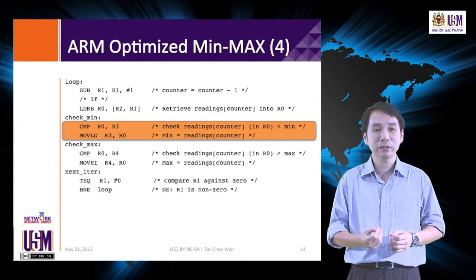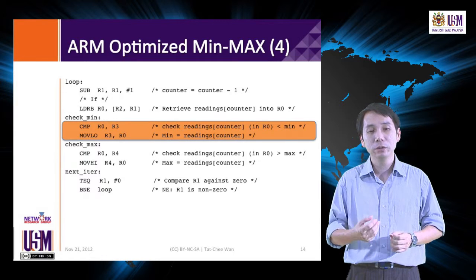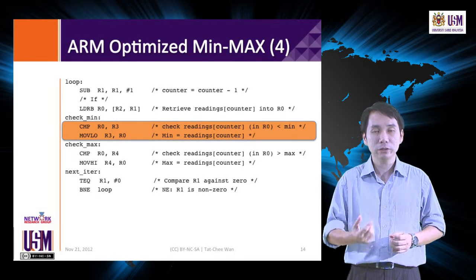The compare R0 R3 will allow us to check it against the minimum value. Is it less than R3? If it is, we will use the conditional execution instruction move low to copy the value of R0 into R3, which is the new minimum.